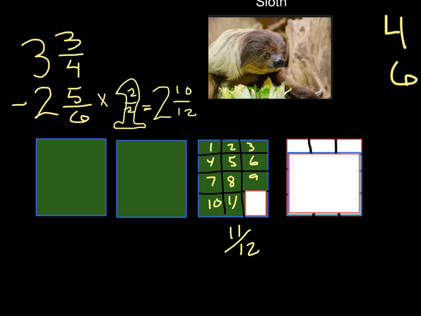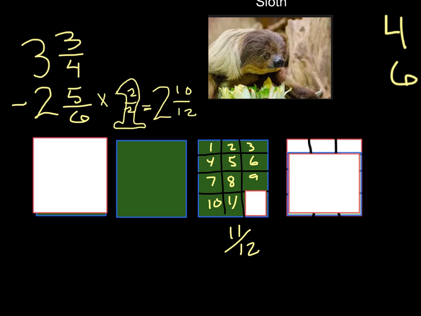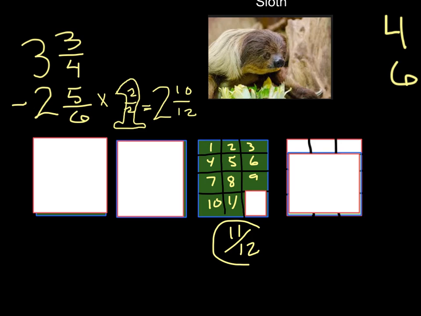Now, I've got to take away 2 wholes, right? So I'm going to get rid of both of these. I'll do that just the same way. I'll cross this one out, and I will cross this one out here. And so now those are gone. So now what do I have left? I have just the 11 12ths.